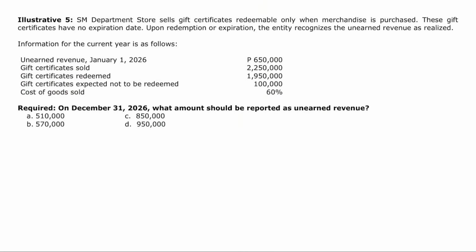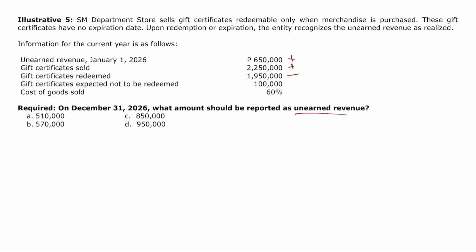So, dito, yung tatlong naka-minus dito, once again, yan po yung revenue natin for GC during the year. Okay? So, here, to illustrate, punta tayo sa illustrative problem number 5. SM Department Store sells gift certificates redeemable only when merchandise is purchased. These gift certificates have no expiration date. Then upon redemption or expiration, the entity recognizes the unearned revenue as realized. Okay? So here, information for the current year is as follows.